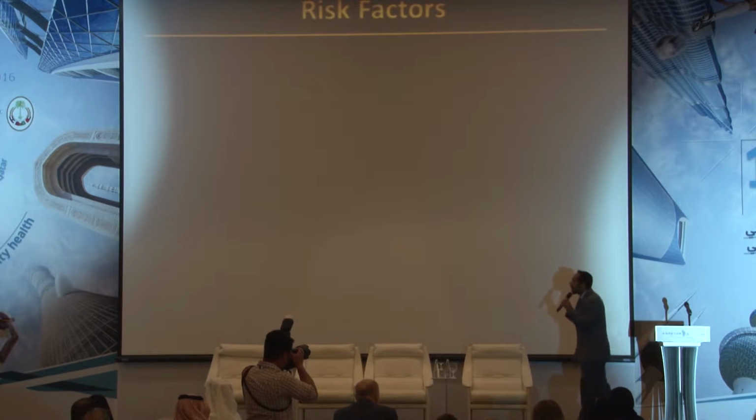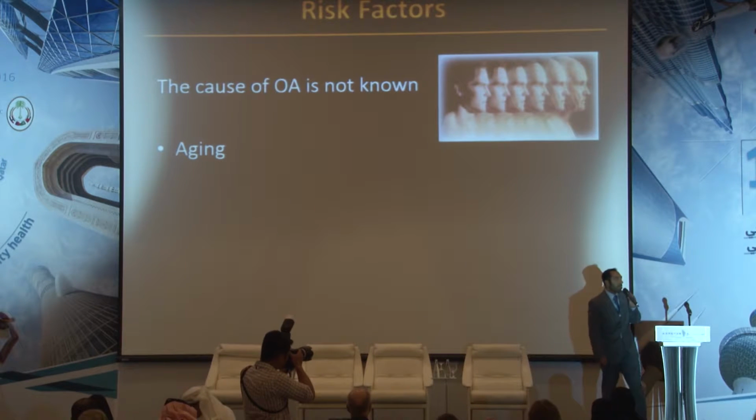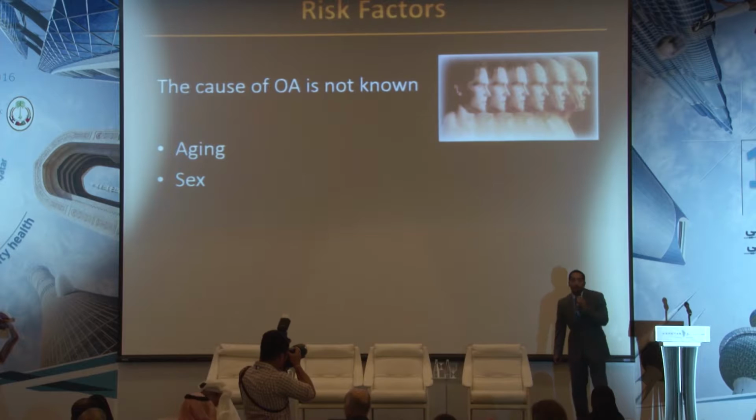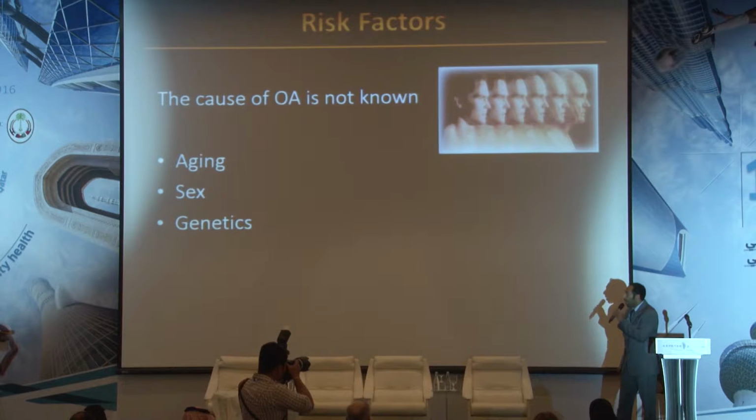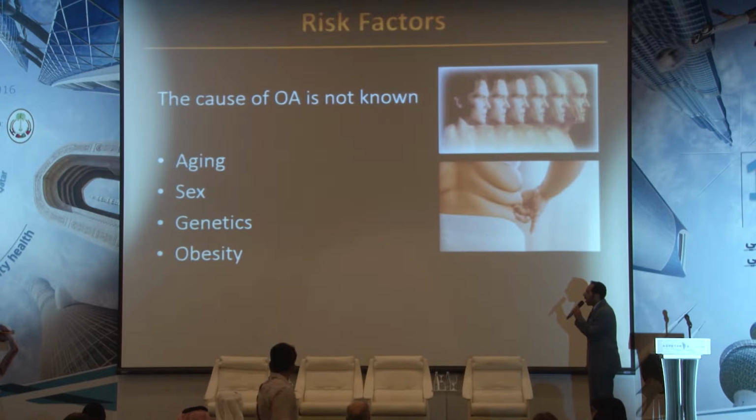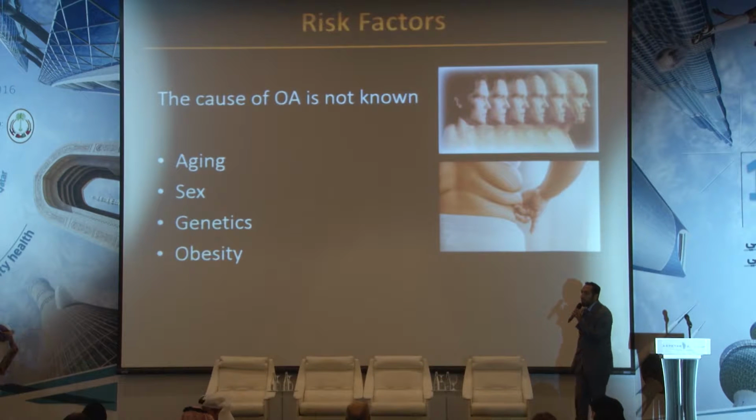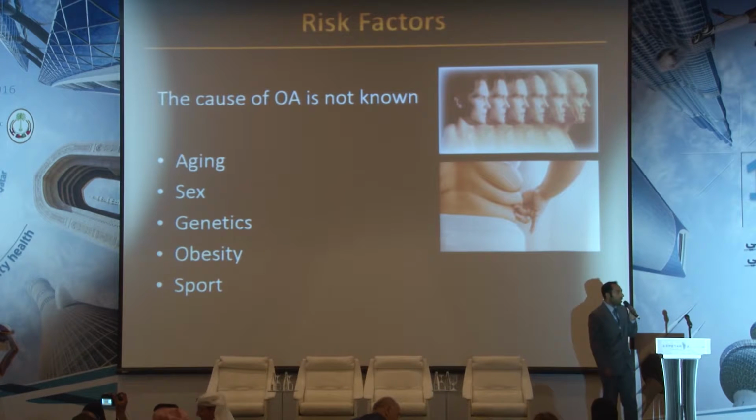Risk factors: unfortunately, we don't know the exact reason for this disease. However, there are some risk factors that could trigger this disease, such as aging. Older people are at higher risk compared with younger people. Sex: females are at higher risk compared with males. Like other chronic diseases, if this disease runs in your family, you might actually have it. Obesity: if you are obese, it could double the risk of having osteoarthritis. And also sport could contribute to or trigger osteoarthritis.